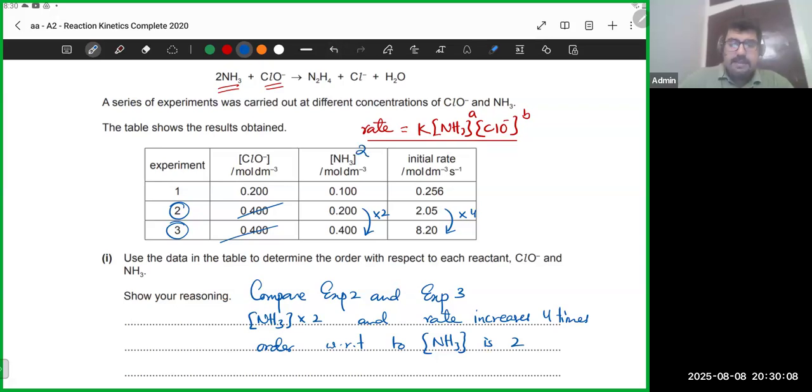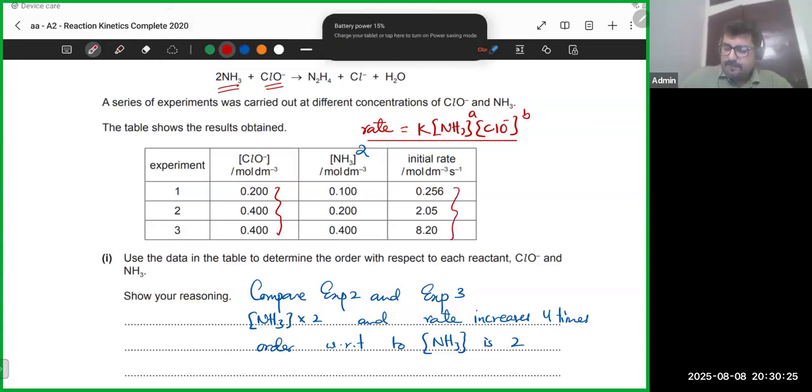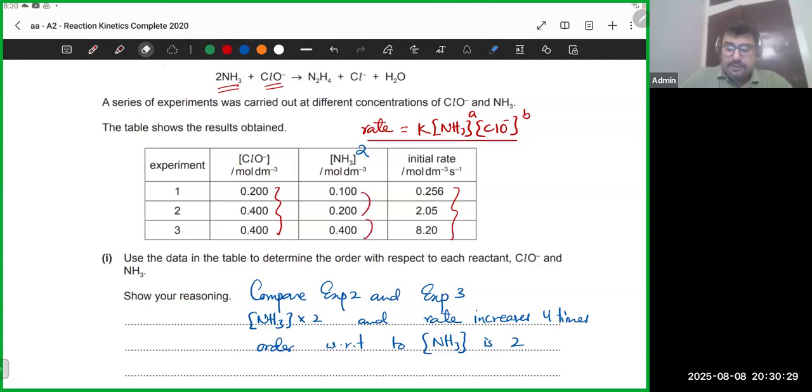The trouble is still there: how do you figure out ClO⁻? Because you're still stuck with the same problem, which is that there are no experiments where there's a direct relationship between ClO⁻ and the rate, because in all those experiments ammonia is also changing. But the good thing is you know ammonia's order now.